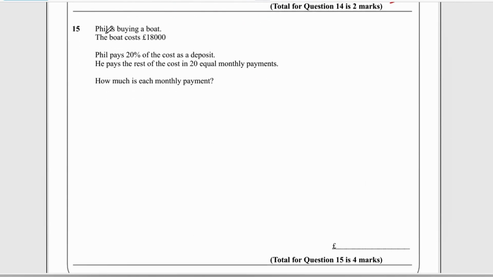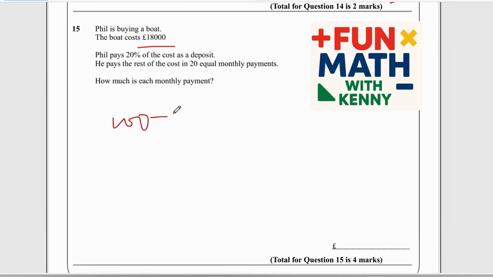Okay, let's go to the next one. Phil is buying a boat. The boat costs 18,000. He pays 20% of the cost as a deposit. He pays the rest in 20 installments. How much is each monthly payment? So he pays 20% as a deposit. How much is left? Everything is 100%, so if he pays 20% right now, what percentage is remaining? 100 minus 20, which is 80%. So there's 80% remaining to be paid.